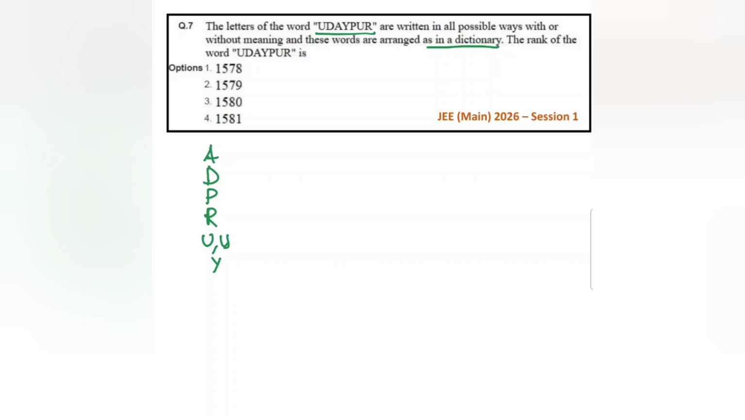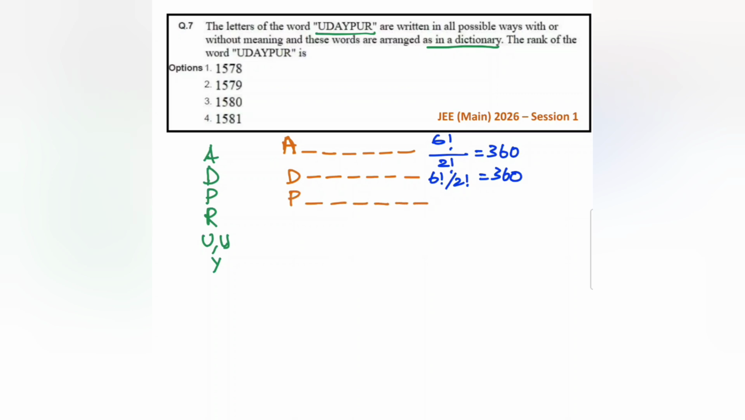Now what we have to do here, the very first thing, is the words which start with A. So 1, 2, 3, 4, 5, 6. These 6 places can be arranged in 6 factorial by 2 factorial, since U comes twice here, which is nothing but 360. So there are 360 seven-letter words starting with A. Similarly, starting with D, 1, 2, 3, 4, 5, 6, same answer, 6 factorial by 2 factorial, which is 360. Next, starting with P, same answer again, 360.